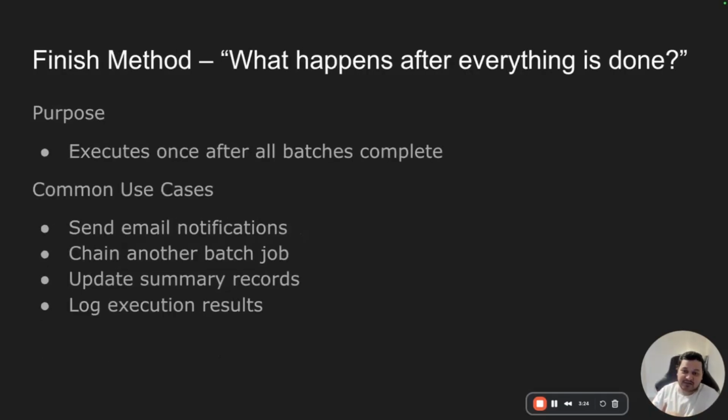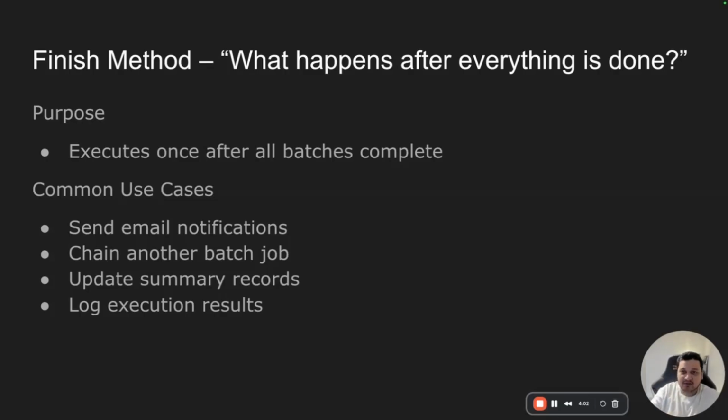Now, the last one in this series of methods is the finish method, which is basically when everything is done, what do you want your batch job to do? In some cases, you don't want to do anything, but in most of the cases, you would like to send out an email saying the batch job has finished. This is the success number. This is the failure number. Or maybe you have a custom logging object within your Salesforce and you want to log data into it as in how your batch job performed. So that's where your finish method comes in.